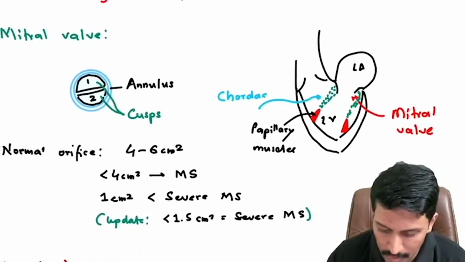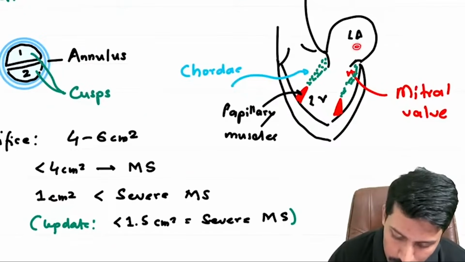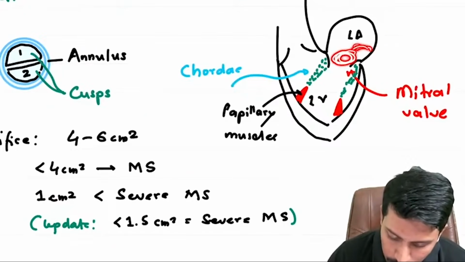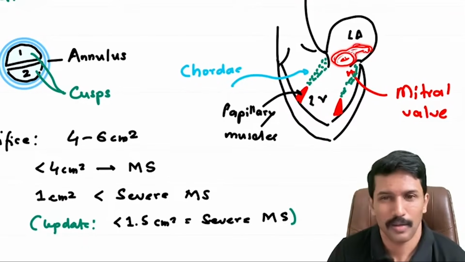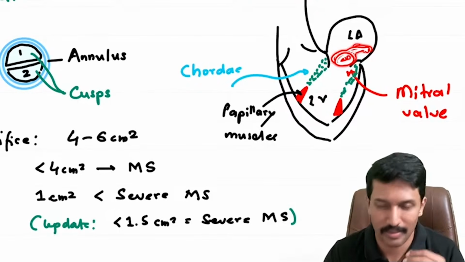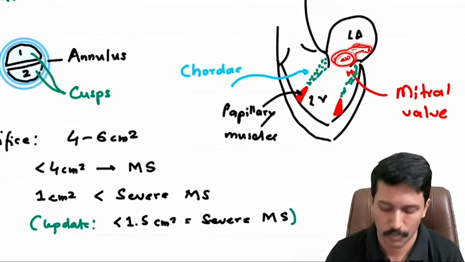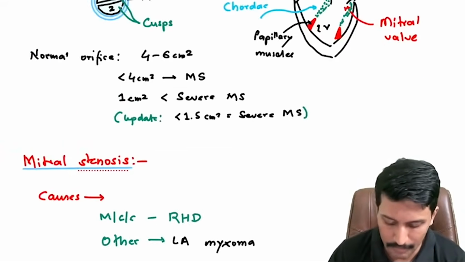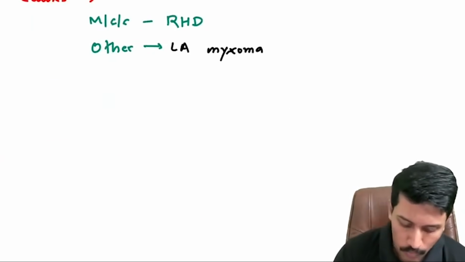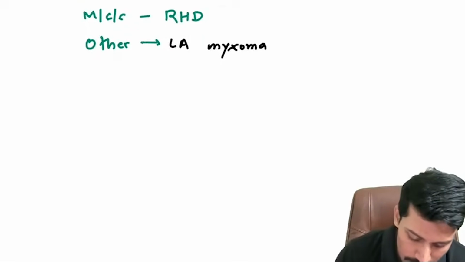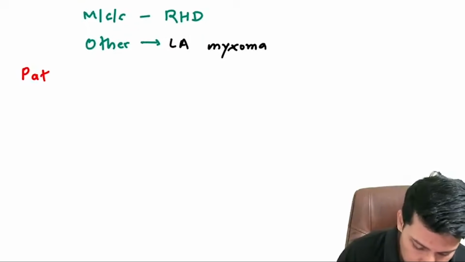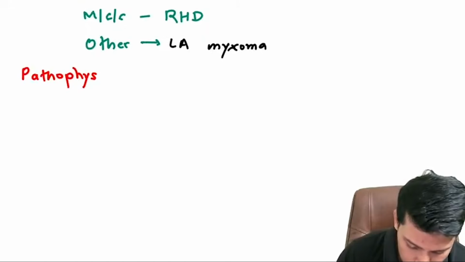What is this left atrial myxoma? There may be a tumor in the left atrium which may come and block the mitral valve opening and create a stenosis-like picture. We will call it a left atrial myxoma. So these are the two things, RHD and left atrial myxoma. Now, what symptoms it will lead to, to understand that, we have to understand the pathophysiology.